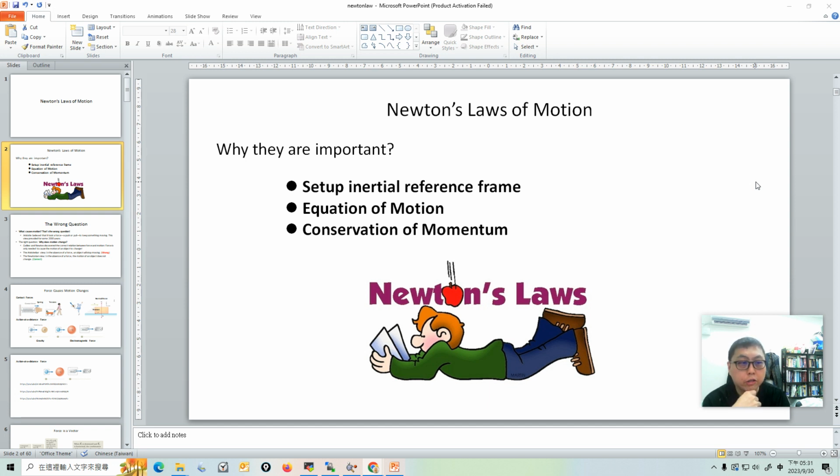And the third one is Newton's third law, which gives you a concept called conservation of momentum. It's also a very important physics concept. Conservation of momentum can really help you solve lots of problems. We will talk about this later. I just want to do a quick review.